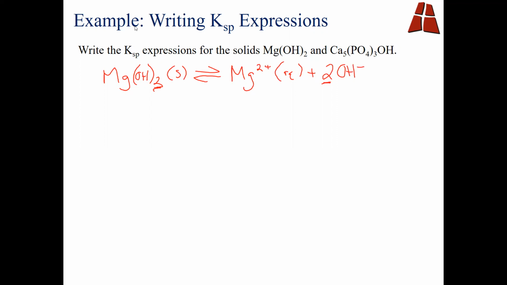Okay, and so if we were to write the KSP expression, then KSP is equal to our Mg2+ concentration times our hydroxide concentration squared, right? Because we have this 2 again in our products. A reminder that it's products over reactants raised to their powers. Okay, that would be magnesium hydroxide.